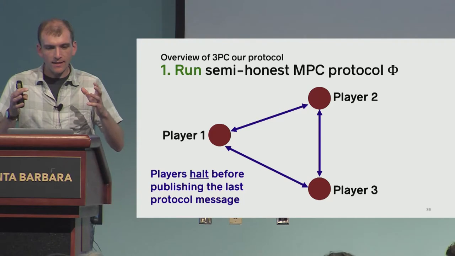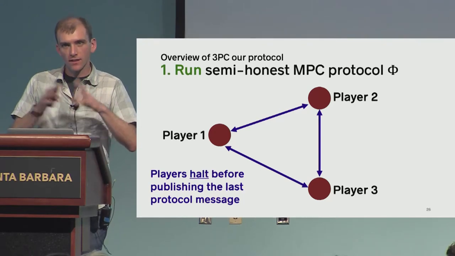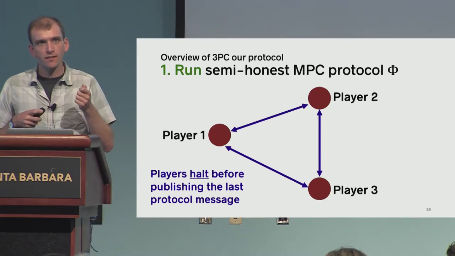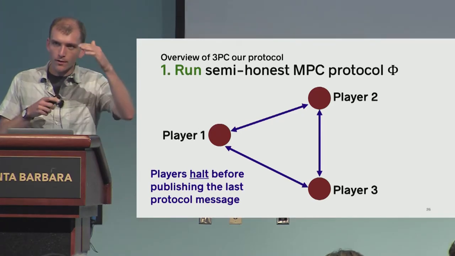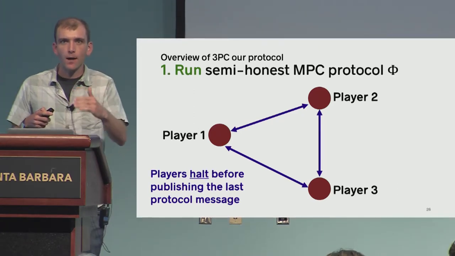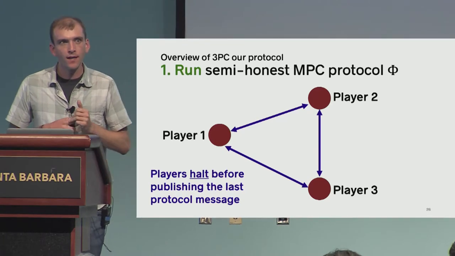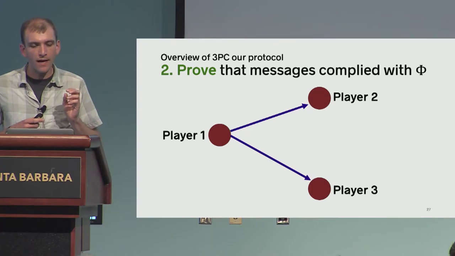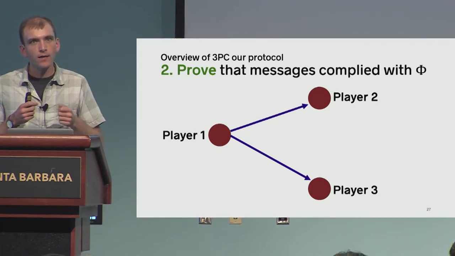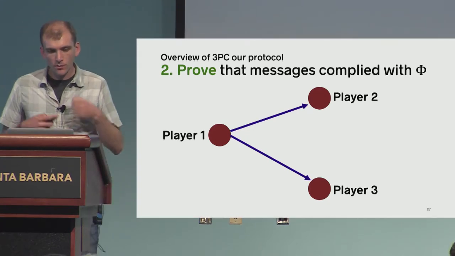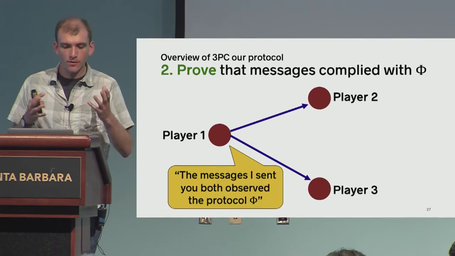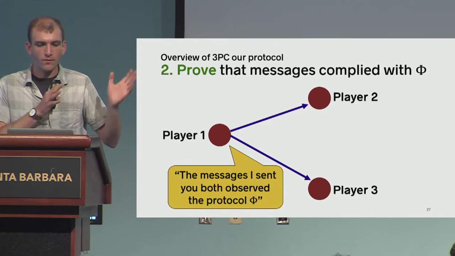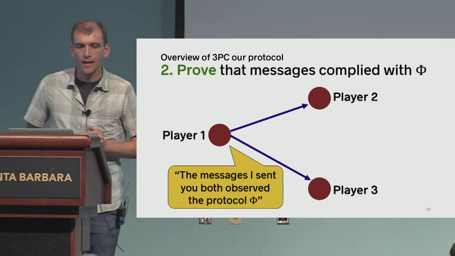The way this works is the players first run this MPC protocol amongst these three players, but before they publish their last message, they halt. So they run the protocol all the way to the very end, but then stop before they publish their last message. At this point, the players each prove to each other that the messages that they sent so far complied with the protocol. So in particular, player one proves to players two and three, the messages that I sent you observed the protocol phi, that I did the right thing.